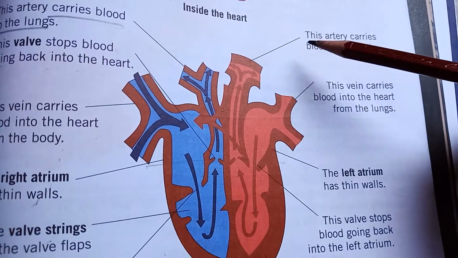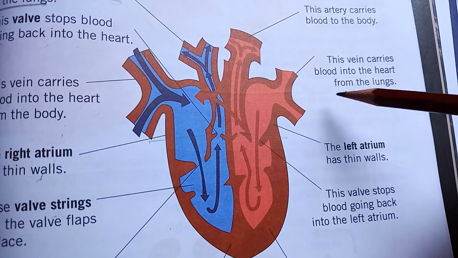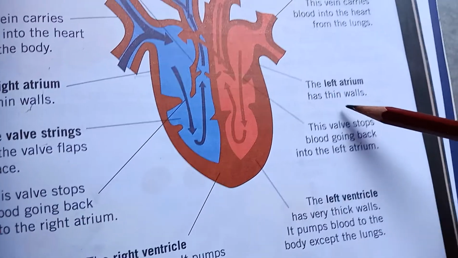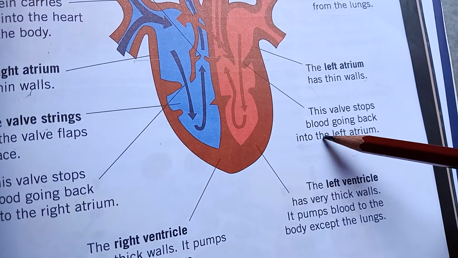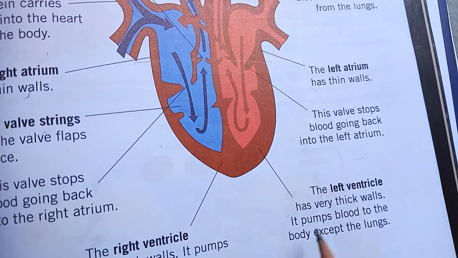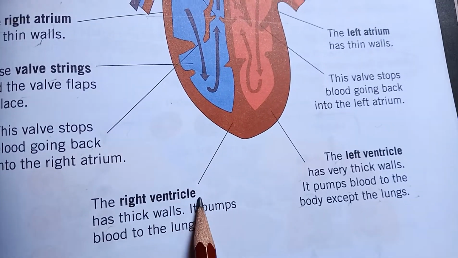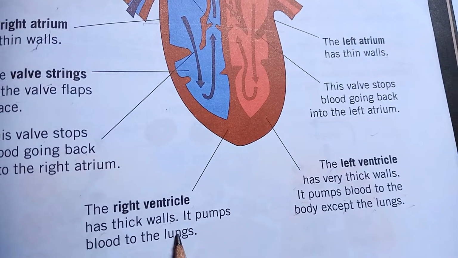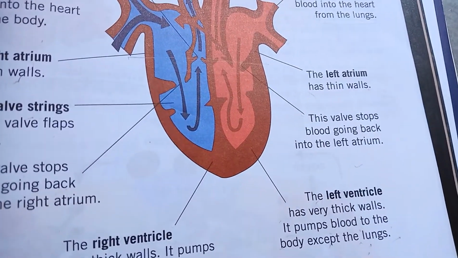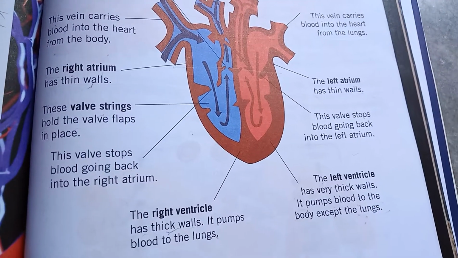And this one carries blood to the body, and this vein carries blood into the heart from the lungs. The left atrium has thin walls. This valve stops blood going back into the left atrium. The left ventricle has very thick walls. It pumps blood to the body except the lungs. And the right ventricle has thick walls. It pumps blood to the lungs. The left ventricle doesn't supply blood to the lungs, but the right ventricle supplies blood to the lungs. So you have to keep the difference in your mind.